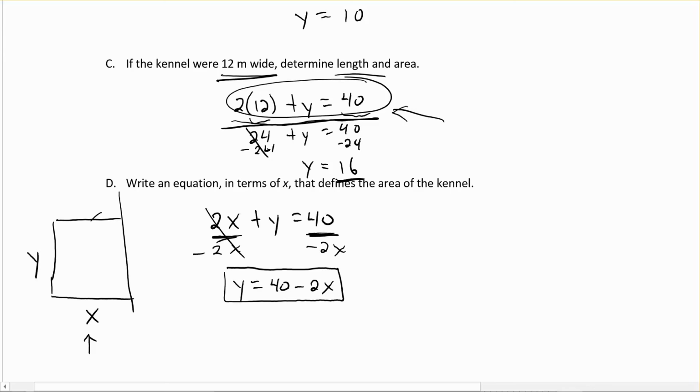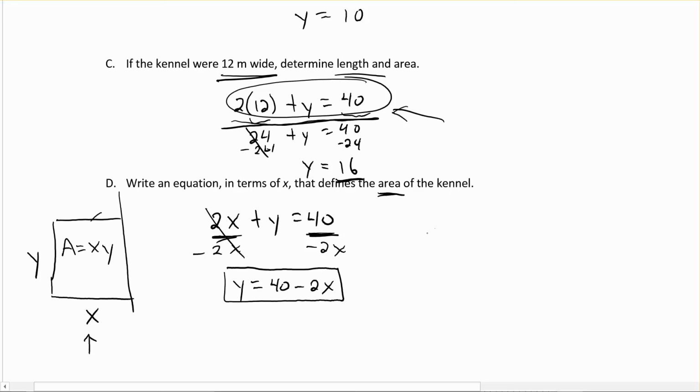Step number 2 is, this one's saying write an equation in terms of x that defines the area of the kennel. Well, I know that area is equal to length times width, right? In this case, I'm going to call area x times y, because that is just length times width. I'm just using x and y as my variables. So x and y, that's my area. So that's my new equation.